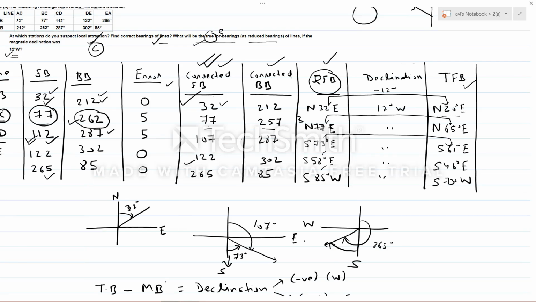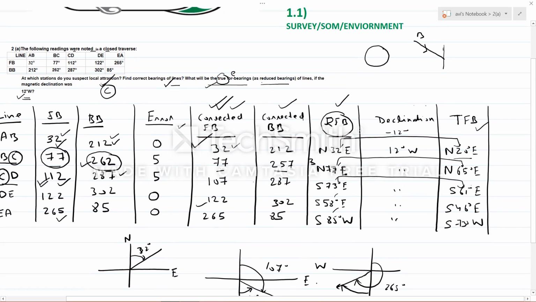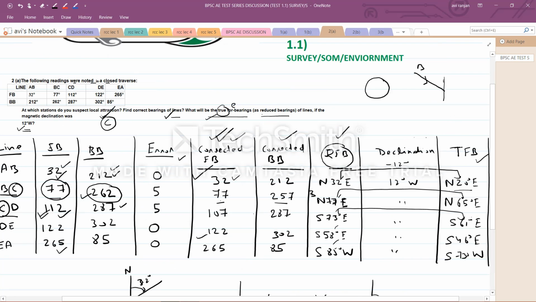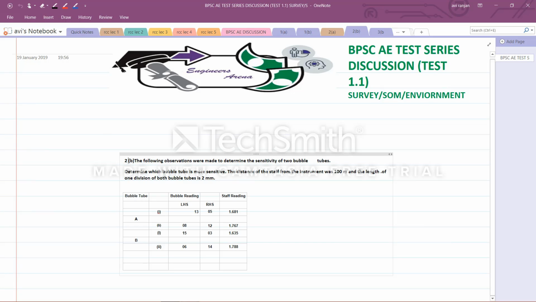So, quickly moving to the next question. This was the end of this question. Let us move to the next question. It is 2b.